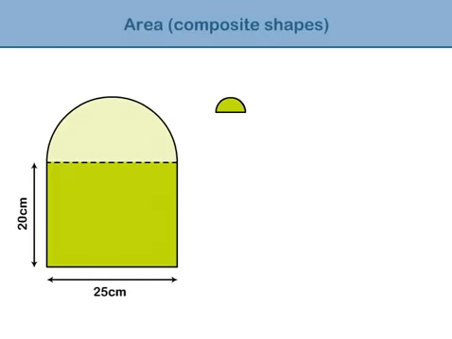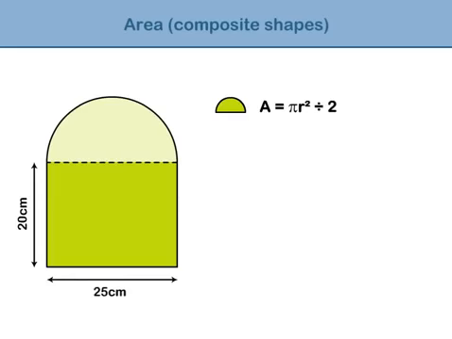Remember, the formula for calculating the area of a whole circle is area equals pi times the radius squared. To calculate the area of the half circle, we need to first calculate the area of the full circle, and then divide our answer by 2.